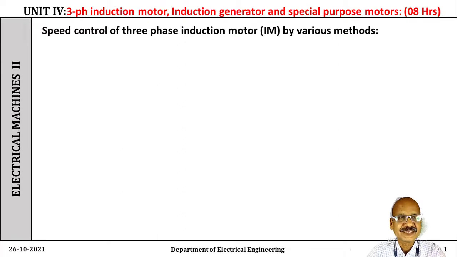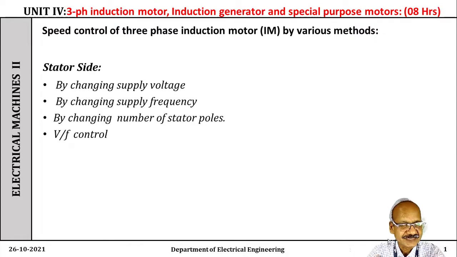In today's video lecture, we are going to learn the speed control of three-phase induction motor by various methods. Now, a number of methods are available to control the speed of the three-phase induction motor, on the stator side as well as on the rotor side. The stator side methods are changing the supply voltage, changing the supply frequency, changing the number of stator poles, and V by F control.